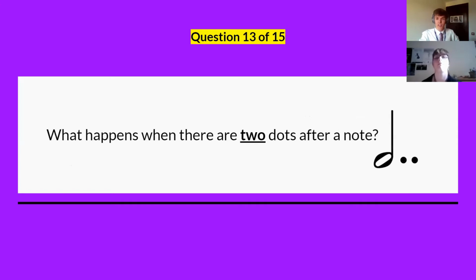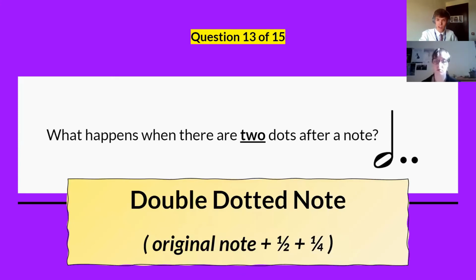Question number 13. So it's a similar vein, actually. What happens when there are 2 dots after a note? We call them double dotted notes. And so remember, when we have a normal dotted note, we take the original value and then we add half of that. Well, with double dotted notes, we take the original, we add half, and then we add a quarter of the original, or half of a half.